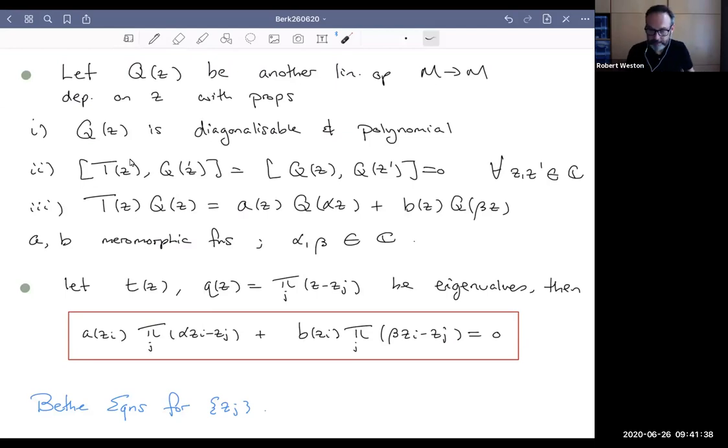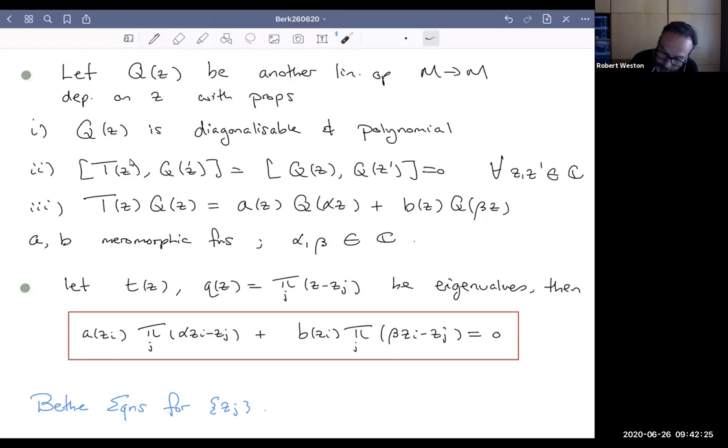Right. So why do you introduce this object? Well, it's because of the final bullet point here. So this is diagonalizable. So let's write down, in small letters, a particular simultaneous eigenvalue of T and Q. So there's an eigenvector and its eigenvalues are little t and little q, of big T and big Q. It's polynomial, so we can write q(z) in terms of its roots. Okay. So then I just plug that into this equation here and write down the analogous equation for the eigenvalues.